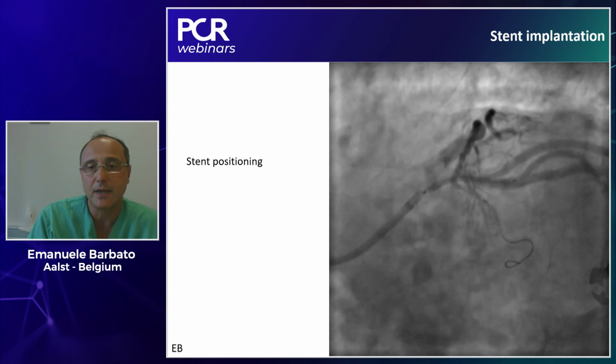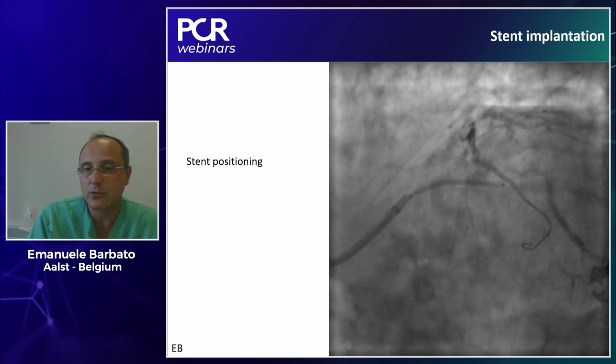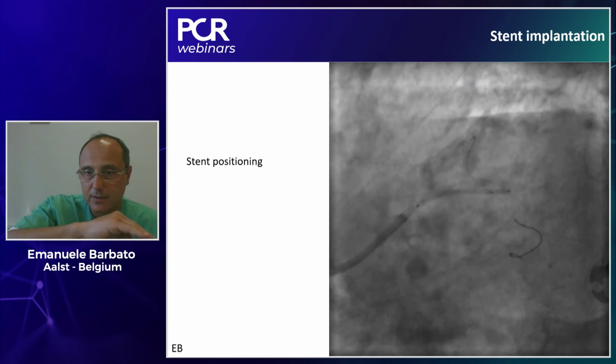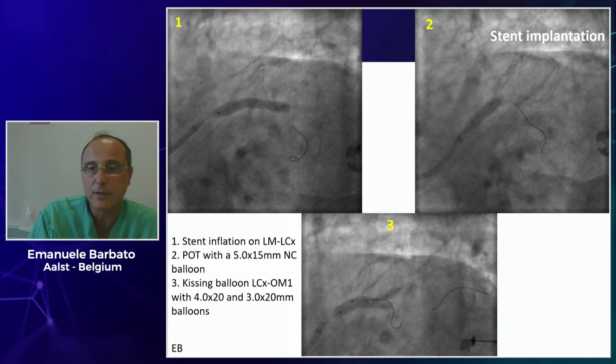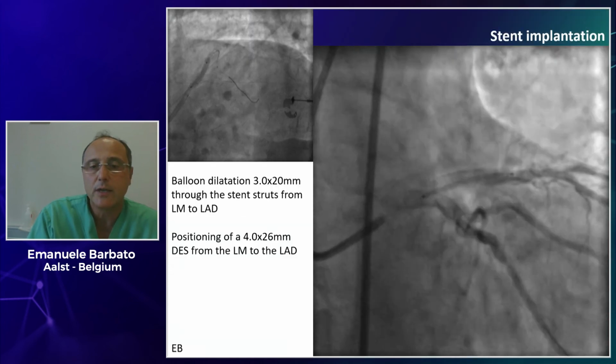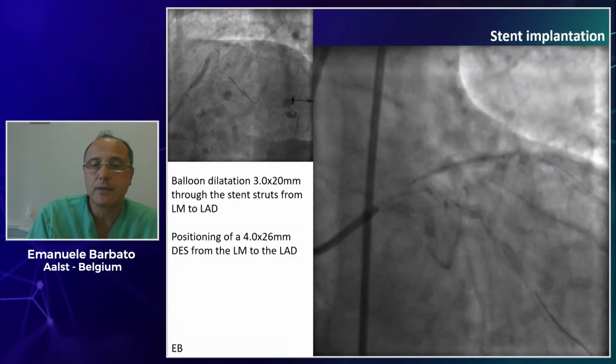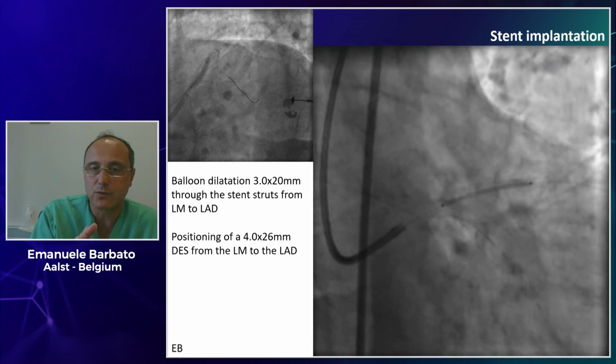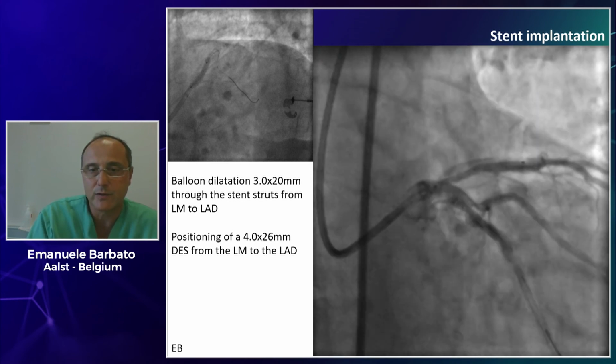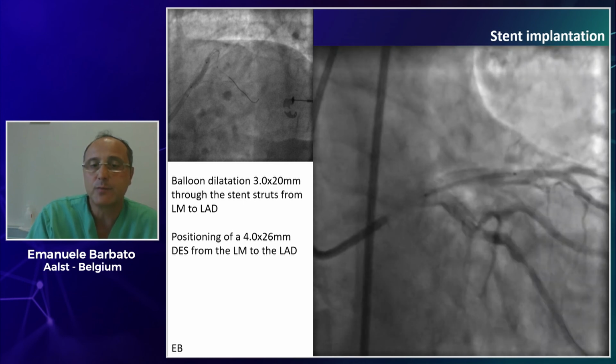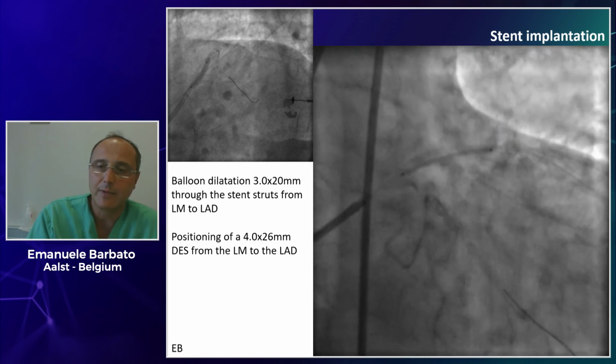With the TAP technique, yes. And actually, that was the technique you used, Flavio. You started with a stent crossing over from the left main to the circ. Here we go. Then pull back the balloon, post-dilate with a 5.15 non-compliant balloon. Then the first kissing balloon to the distal bifurcation, the one from the circ to the marginal branch. Then next, balloon dilatation to open up the stent struts towards the LAD, from left main towards the LAD, and a stent positioning, 4.26 from left main to the LAD.